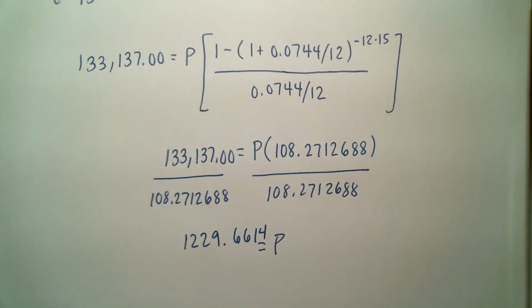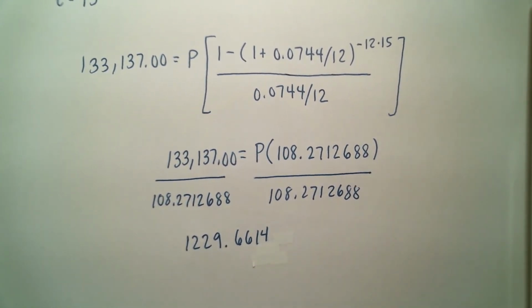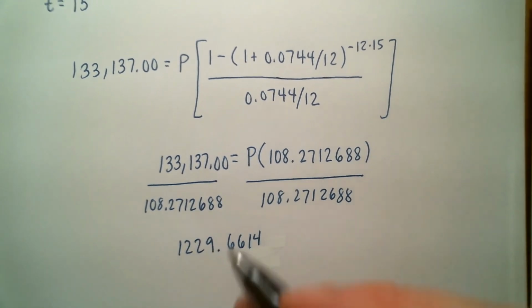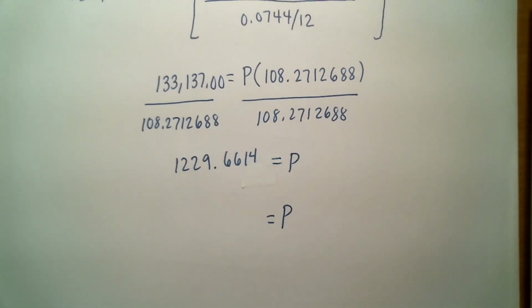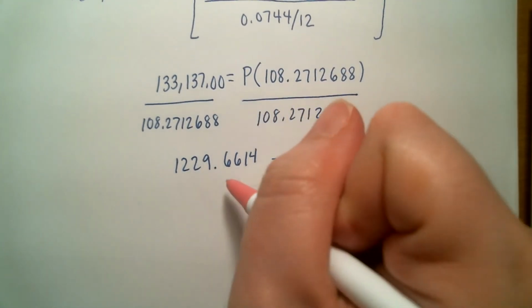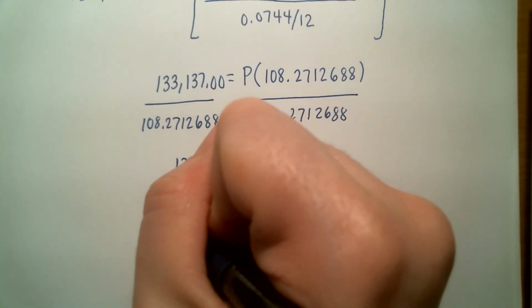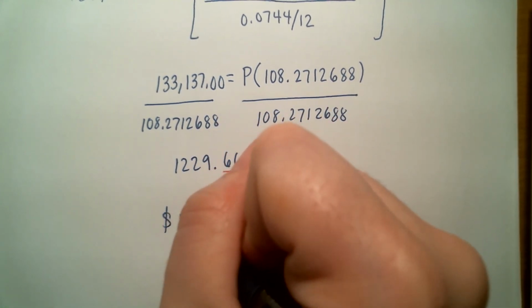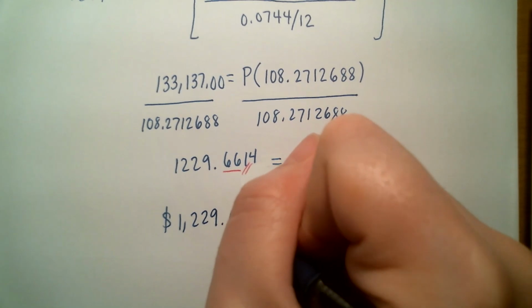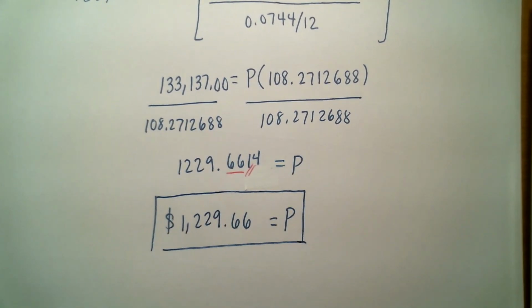Let's take a look at that. We've got to do our rounding. There's the P value. If we round to the nearest cent, we have 66 cents and there's a 1 that comes after, so we're going to keep it 66 cents. So the person can make monthly withdrawals of $1,229.66. That is the final answer for part A.